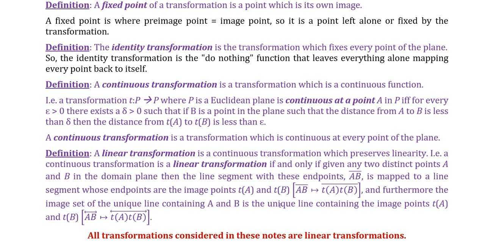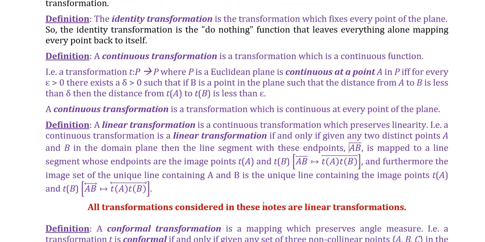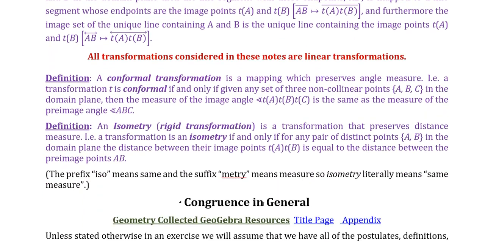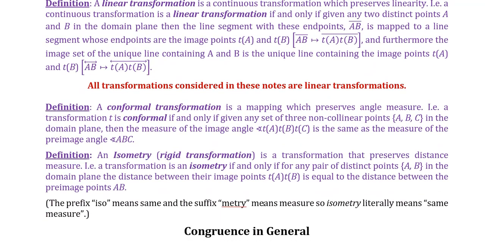Okay. All transformations in this chapter are going to be linear transformations. So they all are going to have this property. All right, how about a couple more definitions here to get us going?